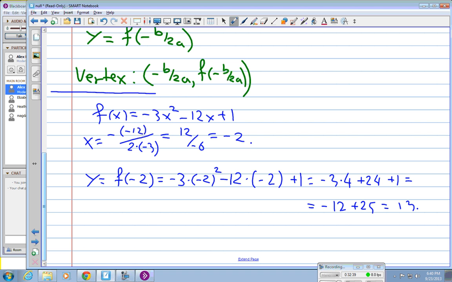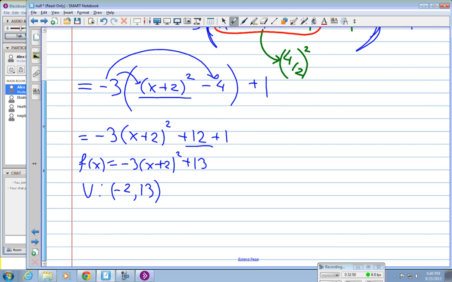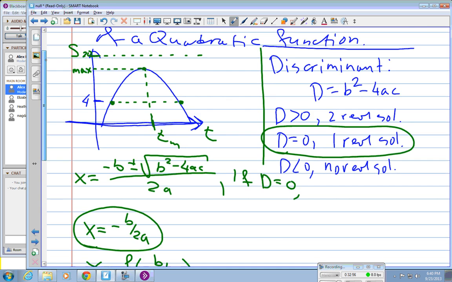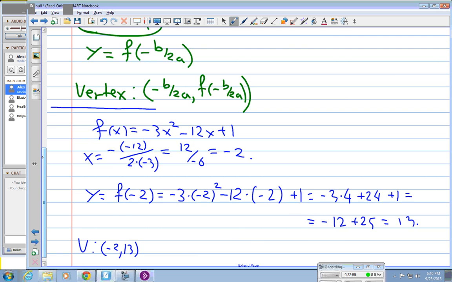Okay? So the vertex is negative 2, 13, which is exactly what we got before, right? Negative 2, 13. We got that same result by completing the square. Well, now we just use that formula. Negative b over 2a for the x, and then plug that x into your function to get the y value. How's that? Is that nice?